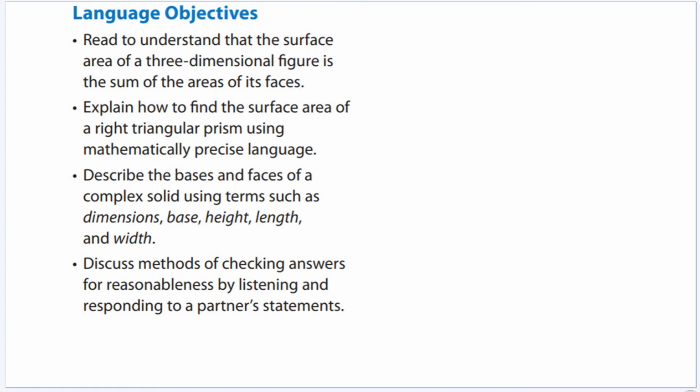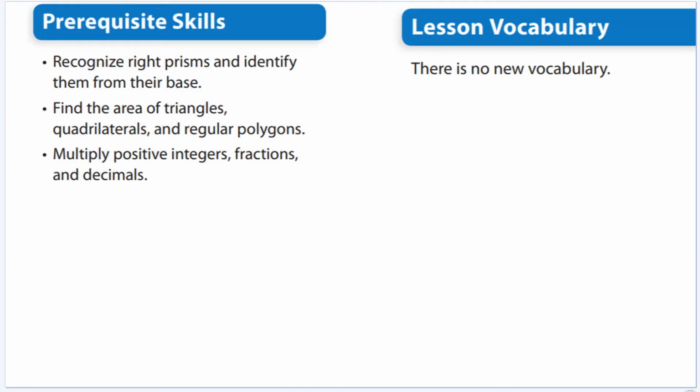I can discuss methods of checking answers for reasonableness by listening and responding to a partner's statement. Prerequisite skills. Recognize right prisms and identify them from their base. Find the area of triangles, quadrilaterals, and regular polygons. Multiply positive integers, fractions, and decimals. And there is no new vocabulary.